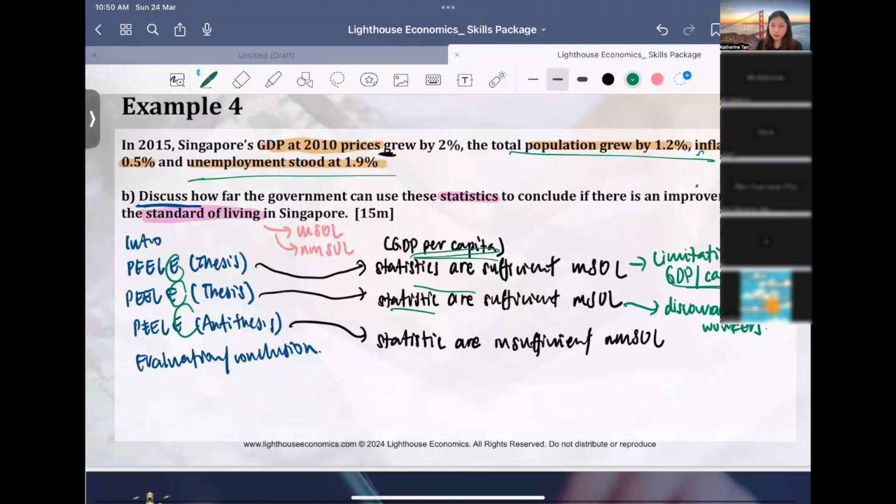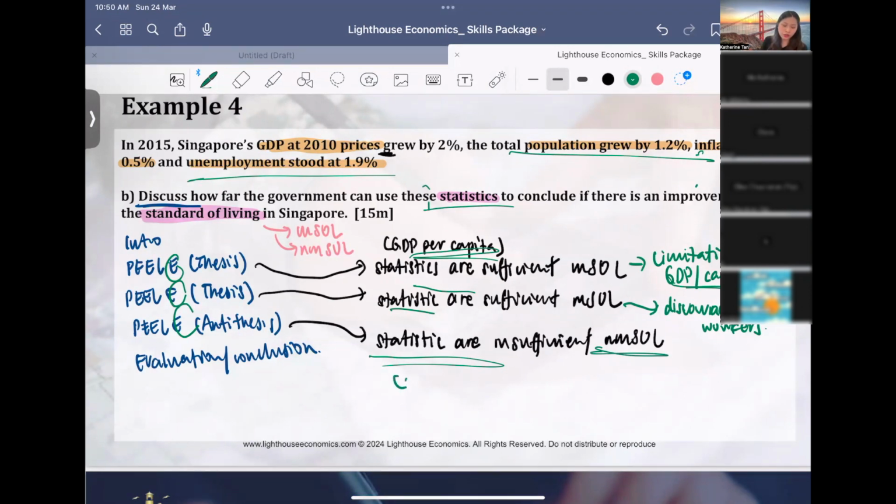So the third one, what does your antithesis look like? Antithesis is you answering the question. So you tell me the statistics are insufficient in telling you the non-material standard of living, because there are some things that maybe you want to talk about: health index, literacy rate, happiness index.